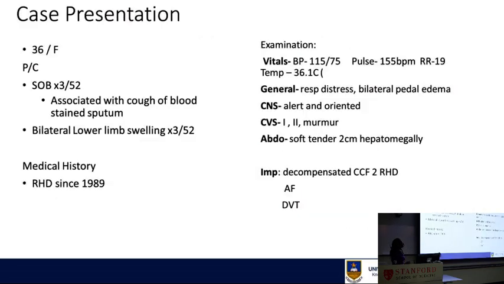And just to give a picture to it, I decided to put in one case we managed a few months ago. It was a 36-year-old female patient who presented with shortness of breath for 3 weeks, which was associated with a cough of blood-stained sputum. She also had bilateral lower leg swelling for 3 weeks. The patient did have a history of rheumatic heart disease since 1989. So she was seen by the physicians who noted that she had a decompensated congestive cardiac failure, she was in atrial fibrillation, and she also had DVT.